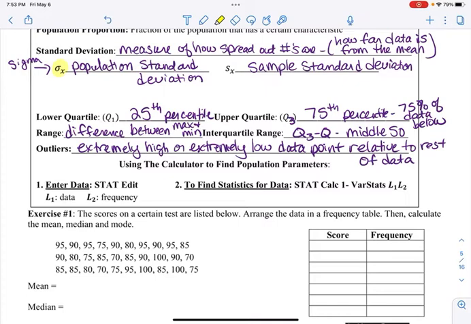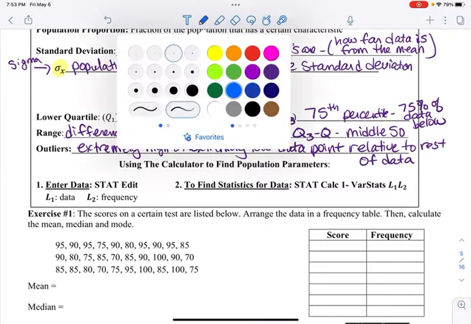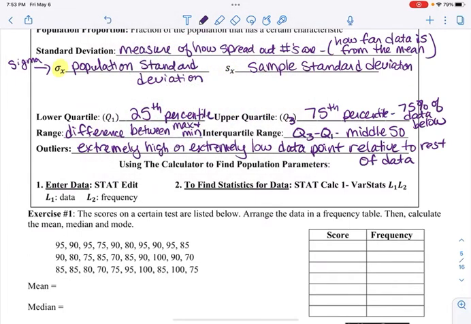The range, I'm sure you remember that. The range is the difference between the max and the min, so the highest score and the lowest score. The interquartile range, that's the difference between the two quartiles, so Q3 minus Q1. Let me just add a 1 right there. So basically, that's your middle 50% or so. Outliers are extremely high or extremely low data relative to the rest of the data.